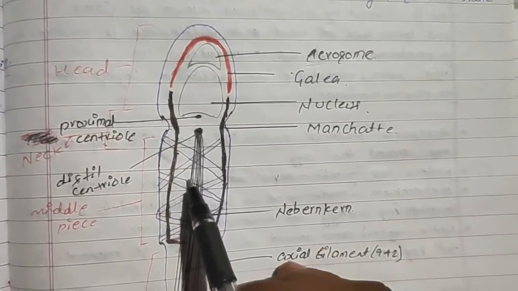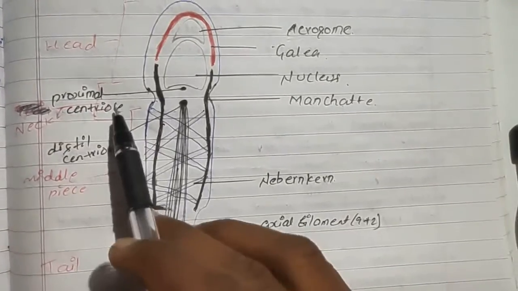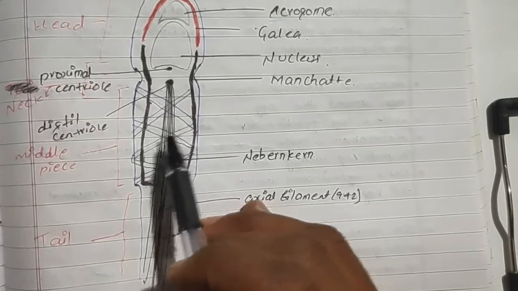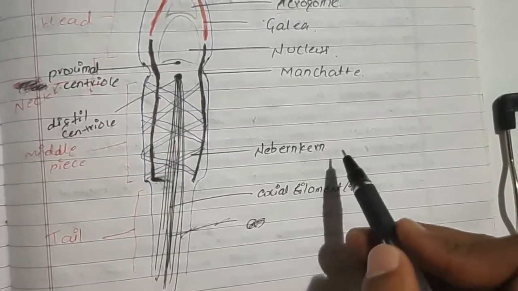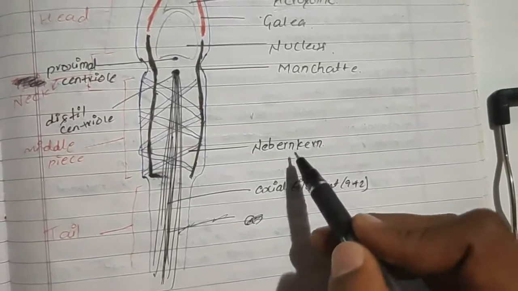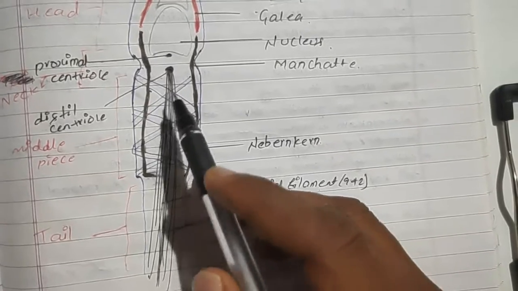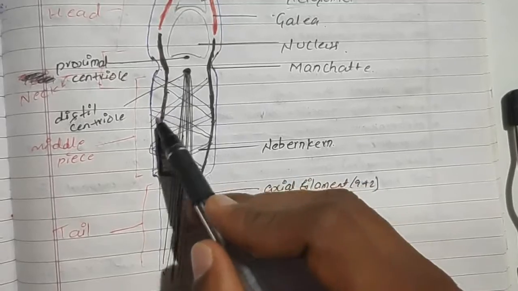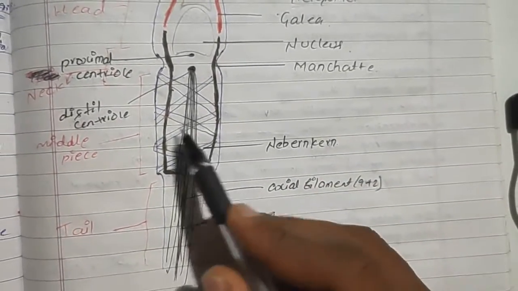And below the neck region is the middle piece. See, this is the middle piece. In this middle piece, the mitochondria is arranged spirally, and this spirally arranged mitochondria is known as the nebenkern. We discussed that mitochondria changes into the nebenkern. See, spirally placed. This structure is known as the nebenkern, and below the middle piece is the tail piece.